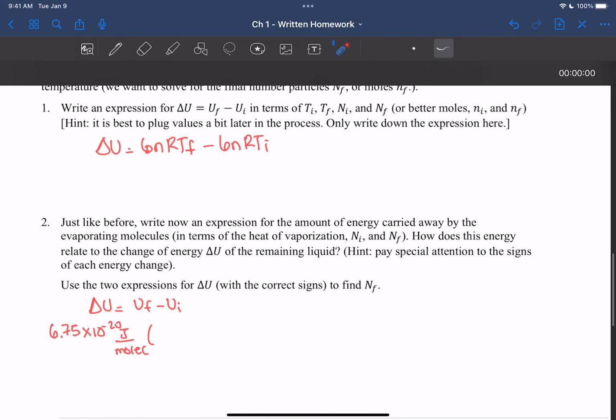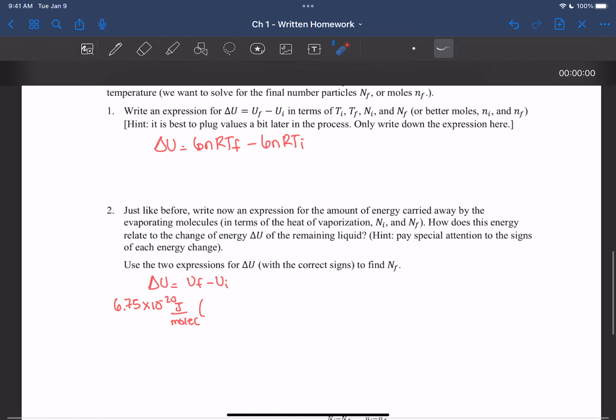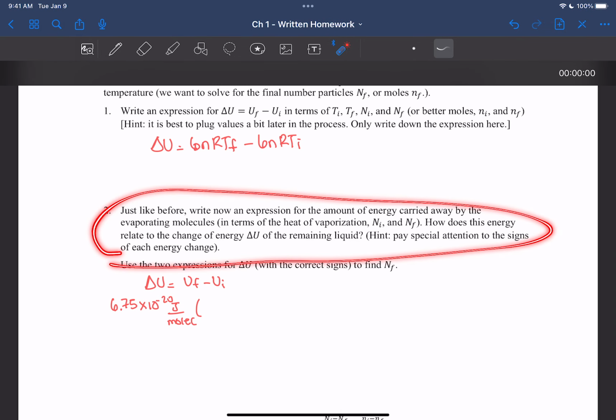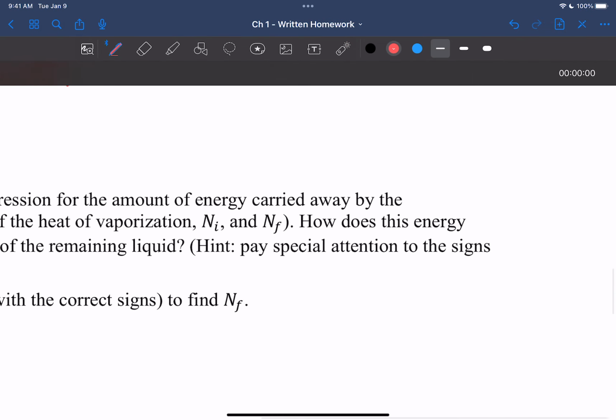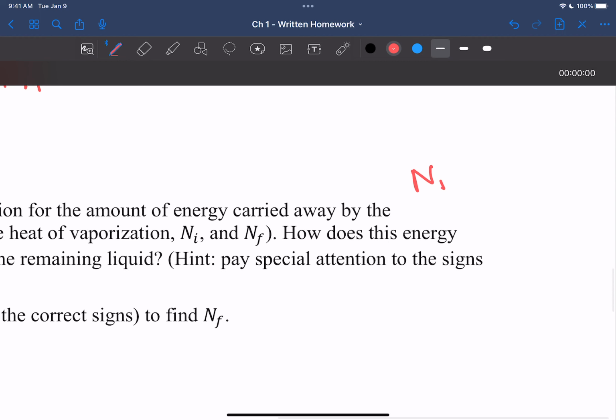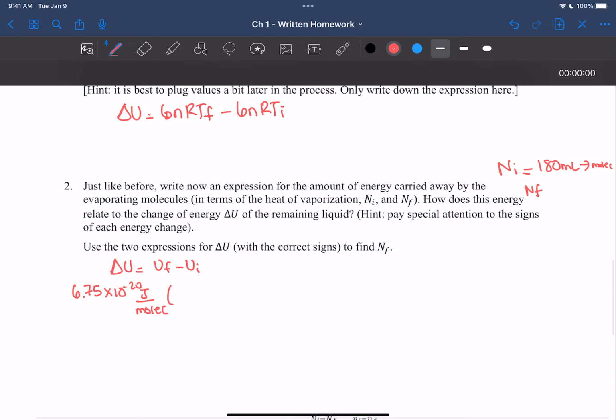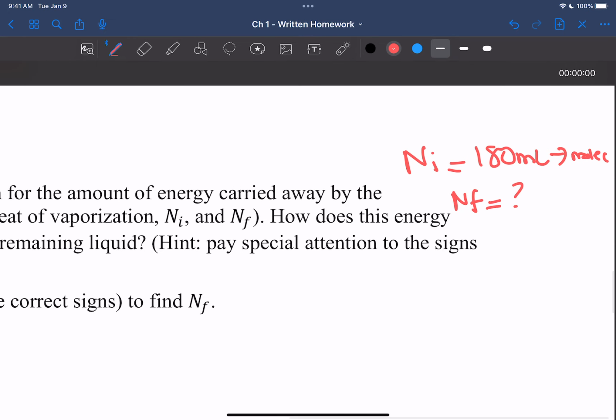So some of these are more complex sometimes than the 131 problems in the sense that you really have to understand what they're asking for. So I know that I have Ni. I started off with 180 milliliters. We can convert that to molecules later, right? NF is what they're clearly asking for, right? That's the basis of the question right there. That's what I'm trying to figure out. How many molecules of the drink do I have left over after some of it has been evaporated, right?